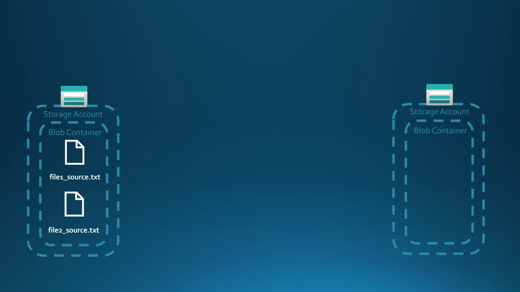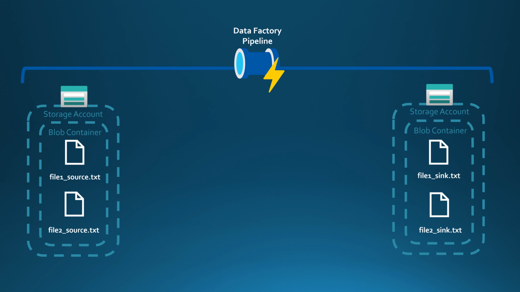We have file1_source.txt and file2_source.txt, and we would like to copy these files to our second blob container and just change the name from _source to _sync. And because this is a Data Factory series, we are going to use a Data Factory pipeline to do this binary copy for us.